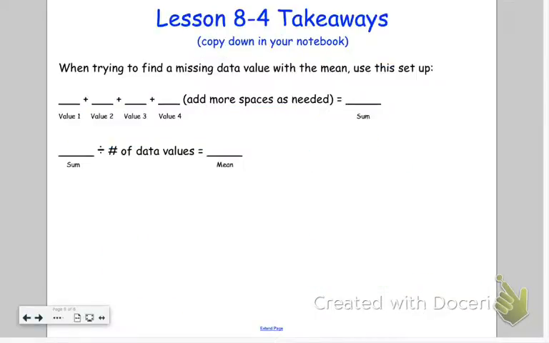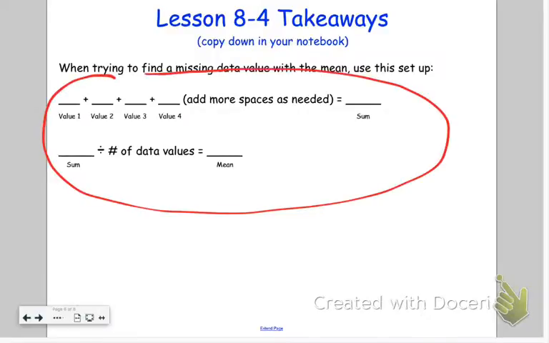Okay, so here are your takeaways. What I focused on was when you're trying to find the missing data value when you have the mean. So this is just like number 5 and number 6. What you want to do is make sure that you set it up like this. You have to think to yourself, okay, I've got all of these data values so far, and you might need to add more spaces, depending on how many data values they're talking about. And you have to think about what your sum might be. And in order to figure out what that sum should be, you want to use this setup.